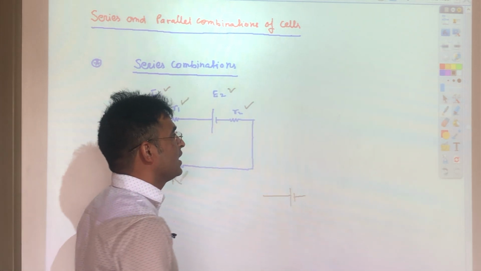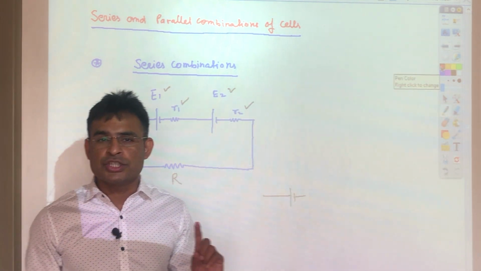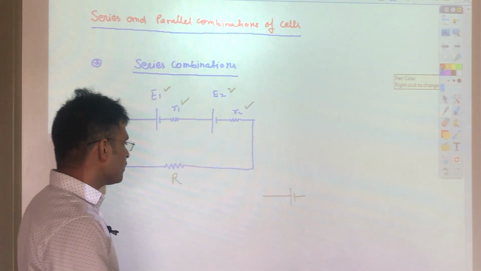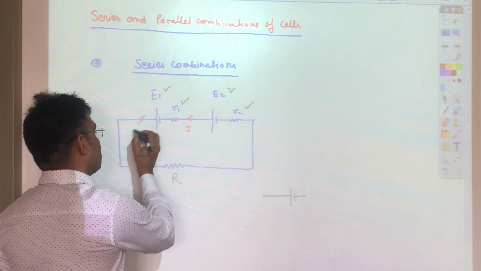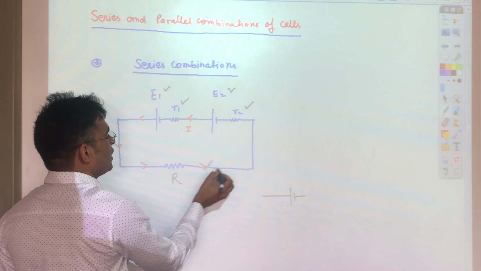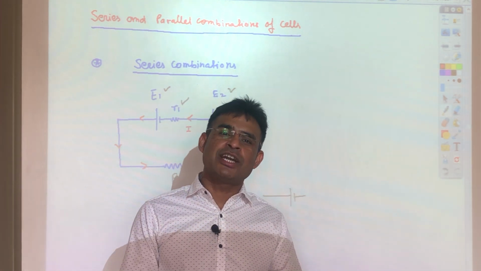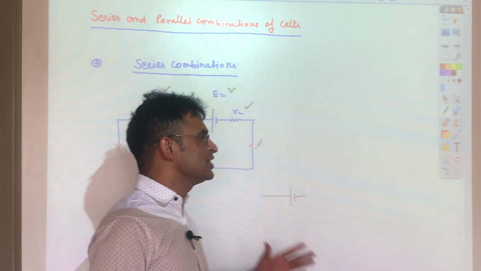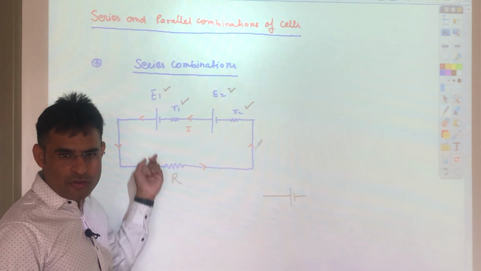So, what I will do basically, I will apply Kirchhoff rule over here. I will try to apply Kirchhoff rule in this one. So, I take this current I from this one. So, current will flow in this direction. We know current always flows from negative to positive inside the battery, and outside the battery, positive to negative. So, if you see over here, in this case the current direction will be anti-clockwise.